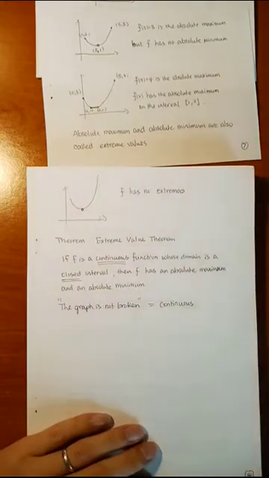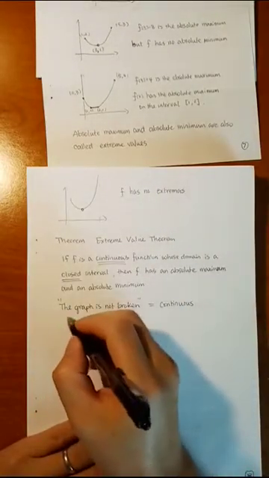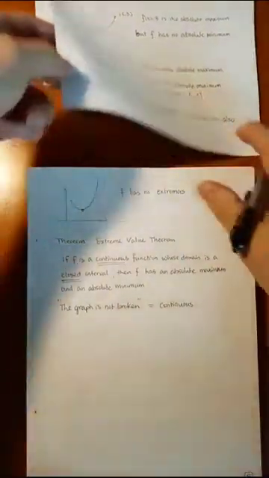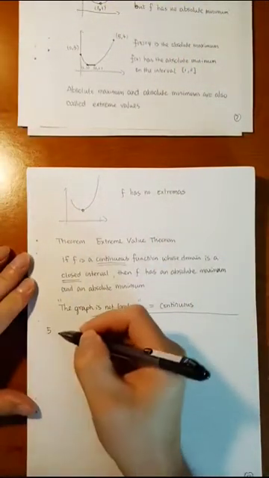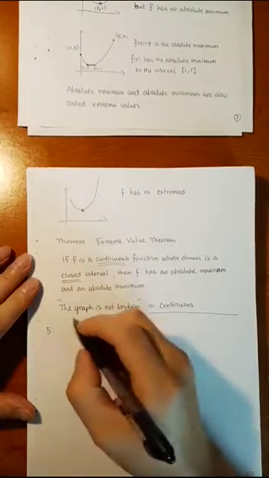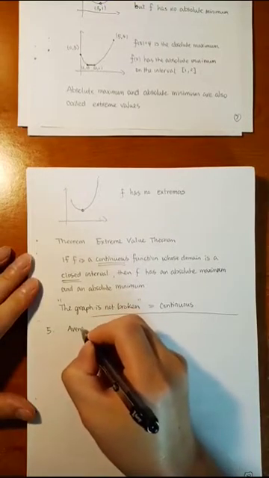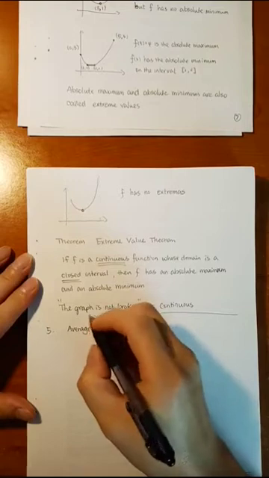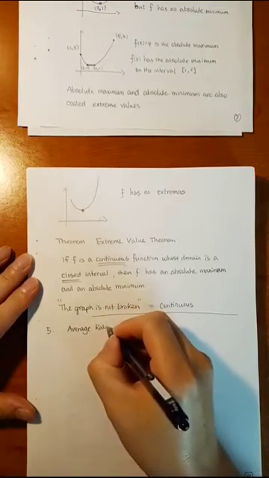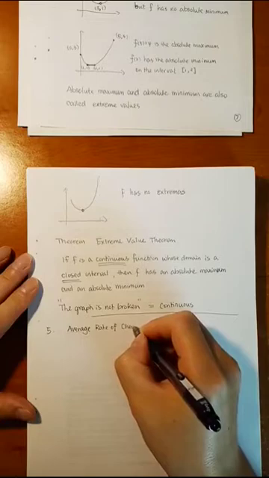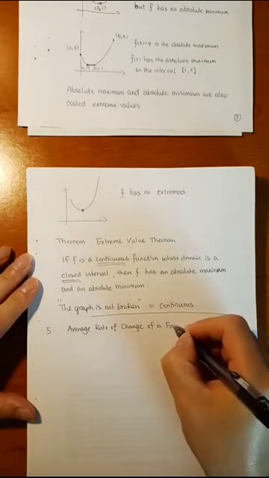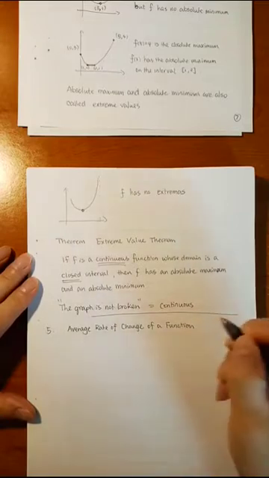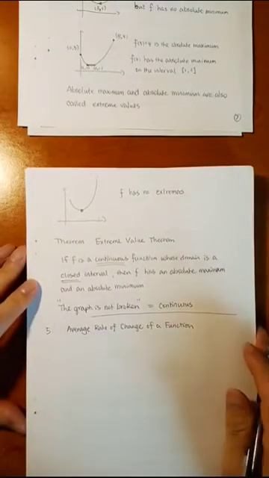Okay, let's continue the discussion about section 3.3. The next topic, what is this topic? 4.5: the average rate of change of a function. Average rate of change of a function.